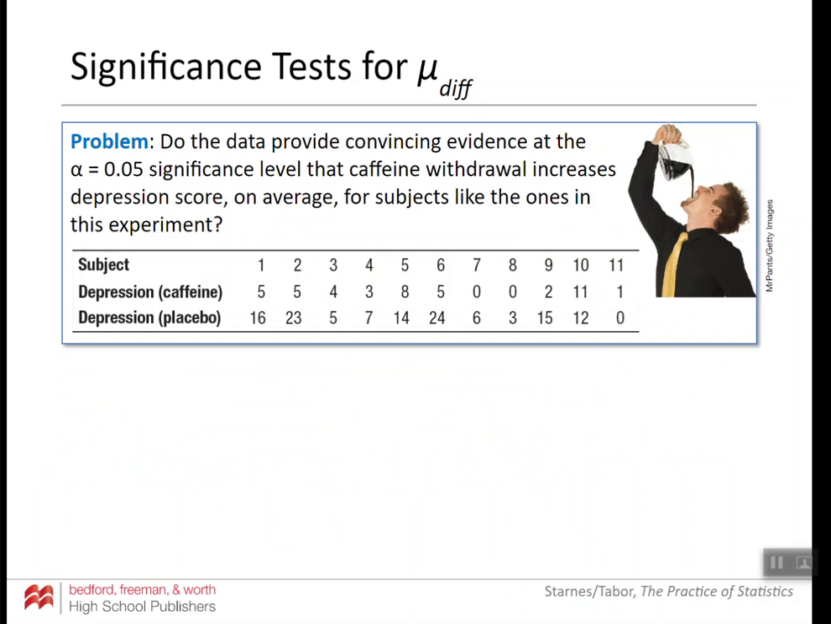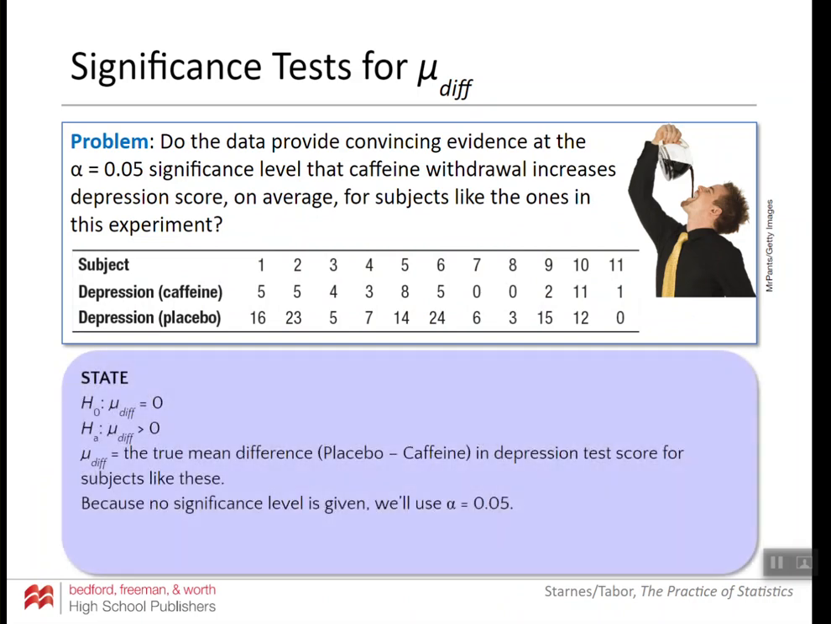So, we're going to do our state, plan, do, conclude. State. Our null hypothesis is that the mean difference is 0. Our alternative hypothesis is that the mean difference is greater than 0. And we are defining the mean difference as the true mean difference, placebo minus caffeine, in depression score for subjects like these. We're going to go ahead and use alpha equals 0.05 because it was not specified in the previous slide where it described the situation what level we were using.